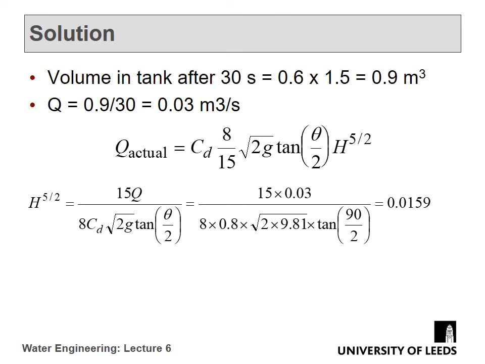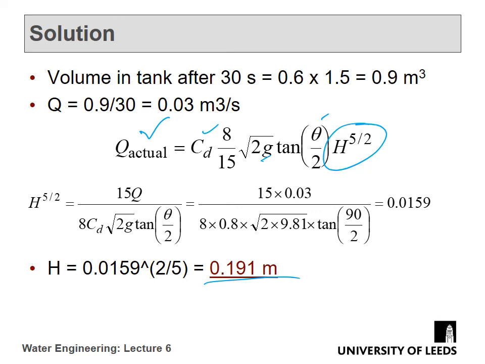We know everything in this equation: Q, CD, g, theta, and we don't know what H is. So we rearrange for H to the 5 over 2. It's a fiddly calculation, but that comes out to be H equals 0.191. So nearly 20 centimeters gives us that flow of 0.03 meters cubed per second. It's just a bit of algebra really, once we understand what H is and how that relates.